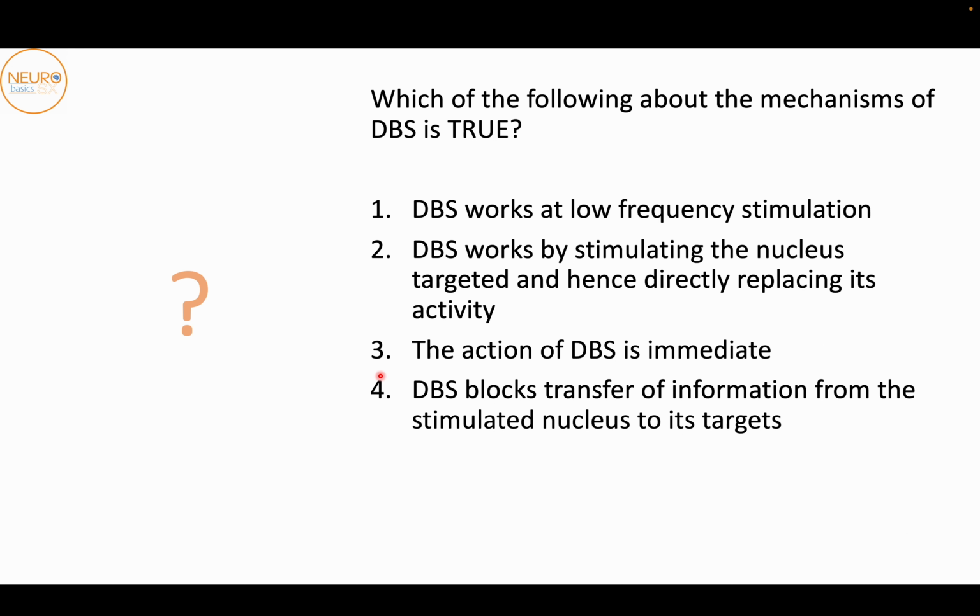Yes, so the important current idea of how DBS works is that it blocks the transfer of information from the stimulated nucleus to its targets. It does not do anything to the nucleus which is being stimulated itself, but affects the information being transmitted from that nucleus to its downstream targets.